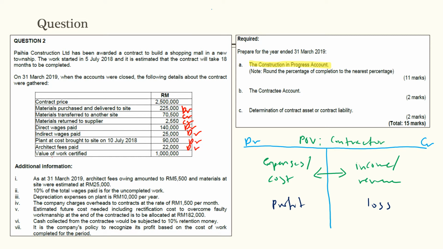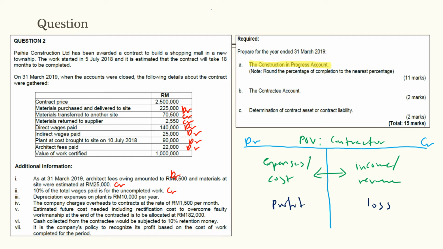The first one says that the architect fees owing amounted to 5,500 and materials at site were estimated at 25,000. So this amount needs to be adjusted in the current reporting period as follows. Number 2, 10% of the total wages paid is for uncompleted work. Meaning here is that we have already paid in advance for work which has not been completed yet. Therefore, there is a prepayment of wages and it is to be recorded as follows.